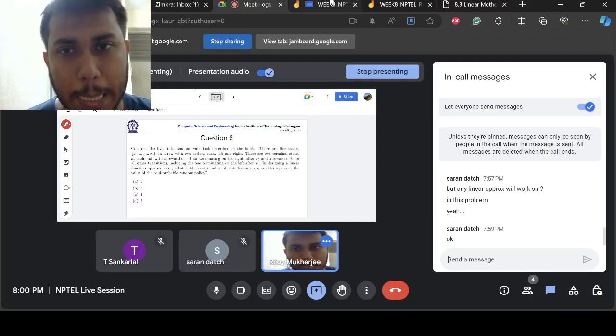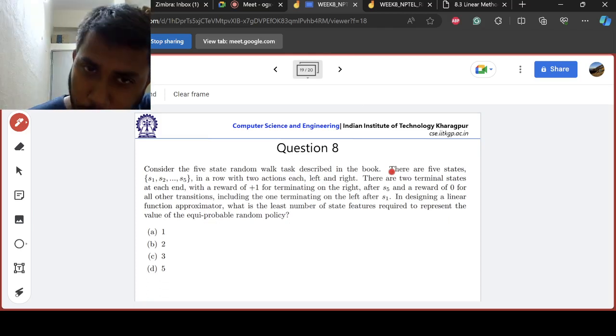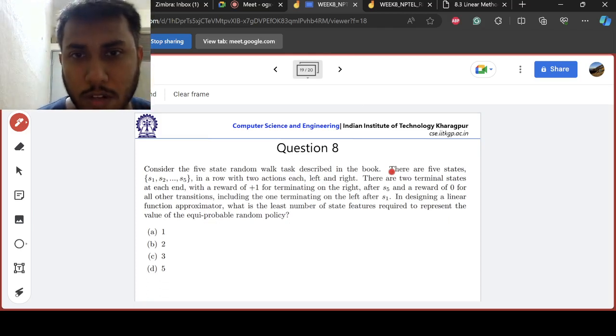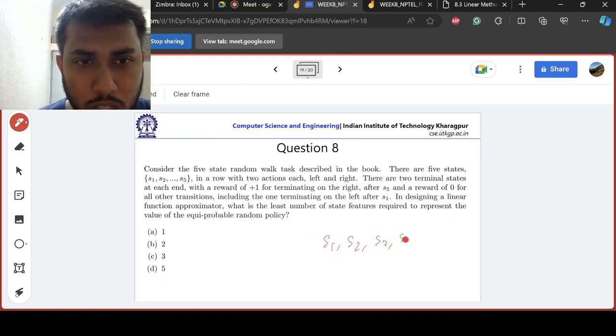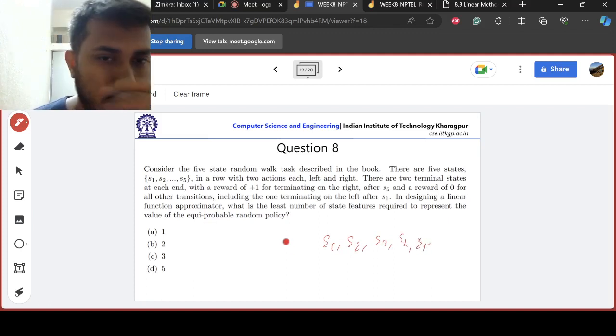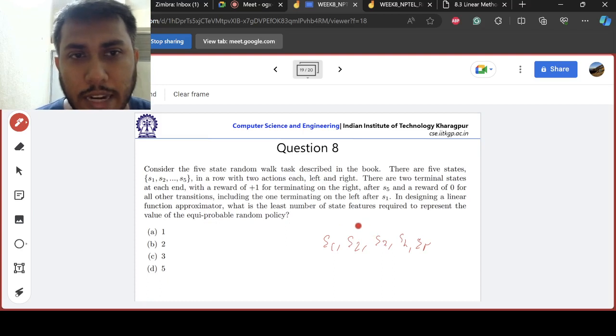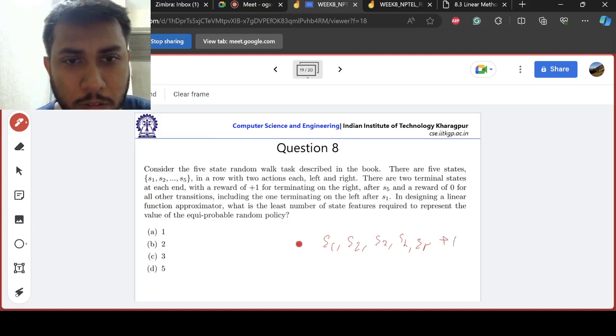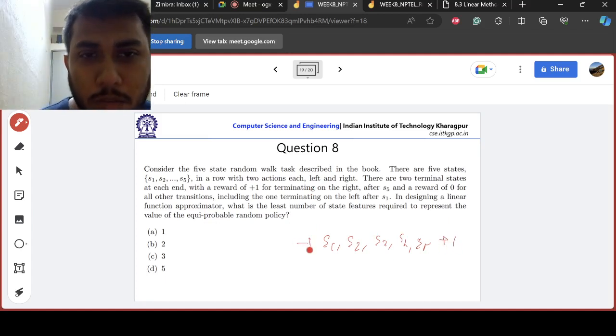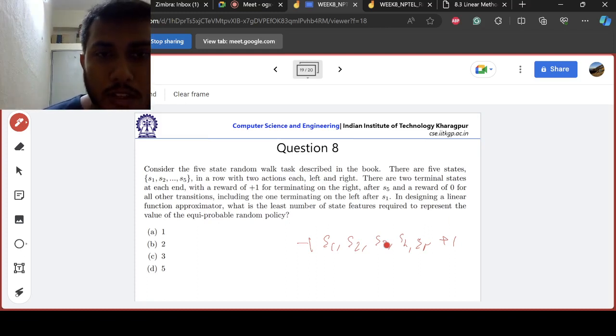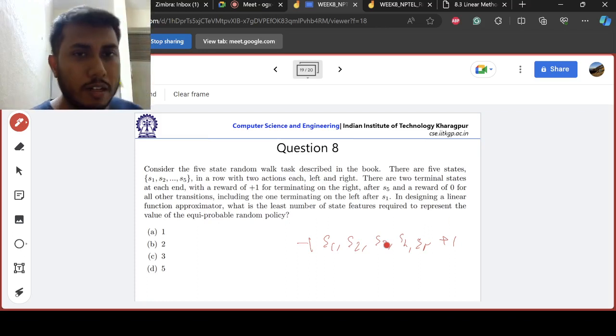Okay, so let's come to this one. Consider the 5-state random walk task described in the book. There are 5 states, S1, S2, S3, S4, S5 in a row, with two actions each. Either you can go left or right. There are two terminal states at each end. If you terminate on the right, you get +1. If you terminate on the left, you get -1. And a reward of 0 for all transition states. If you go from this to this, you will get a 0. In designing a linear approximator function, what is the least number of state features required to represent the value of the equiprobable policy? So how many states you will require in this case?